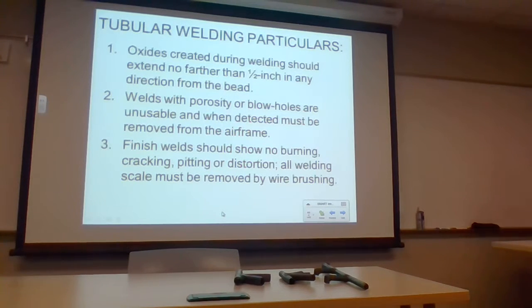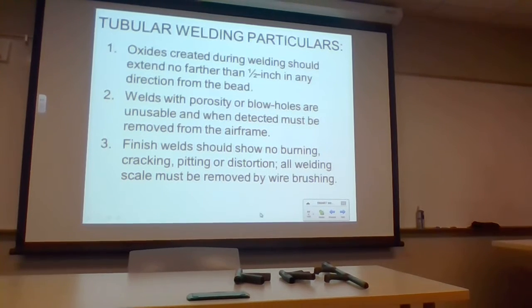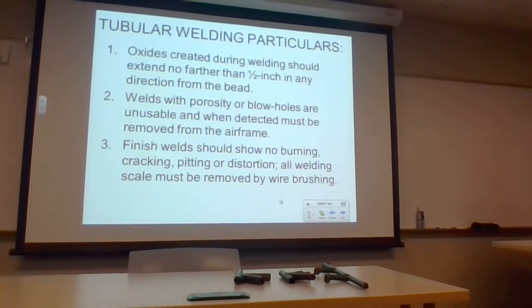Anything else? Any oxides that are created had better not show up more than a 1/2 inch away from the weld. Again, this is a standard rule for most welding. Any signs of porosity or blowholes are unacceptable. You're going to have to remove those by grinding the parent material away and re-welding. They have to be removed from the airframe structure. No burning, no cracking, no pits, no distortion. All welding scale has to be removed by wire brushing. So again, it has to look good. Understand that in most cases the tubing is part of the structure for the aircraft. So if somebody's flying it, it's going to have to be perfect.